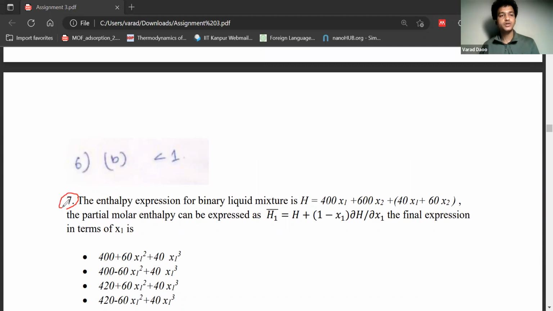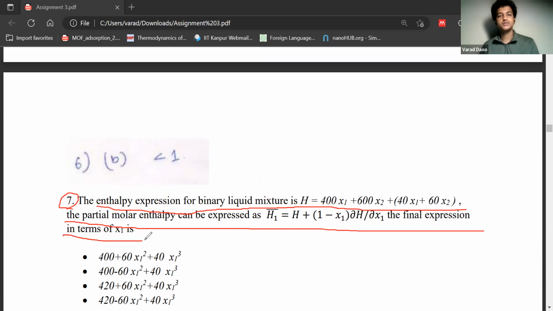So the seventh question. So what is given? The enthalpy expression for binary liquid mixture is this. Okay, the partial molar enthalpy can be expressed as this. The final expression for H1 bar they are asking in terms of X1. So here in this question, everything is given. Like we are given what is HT.